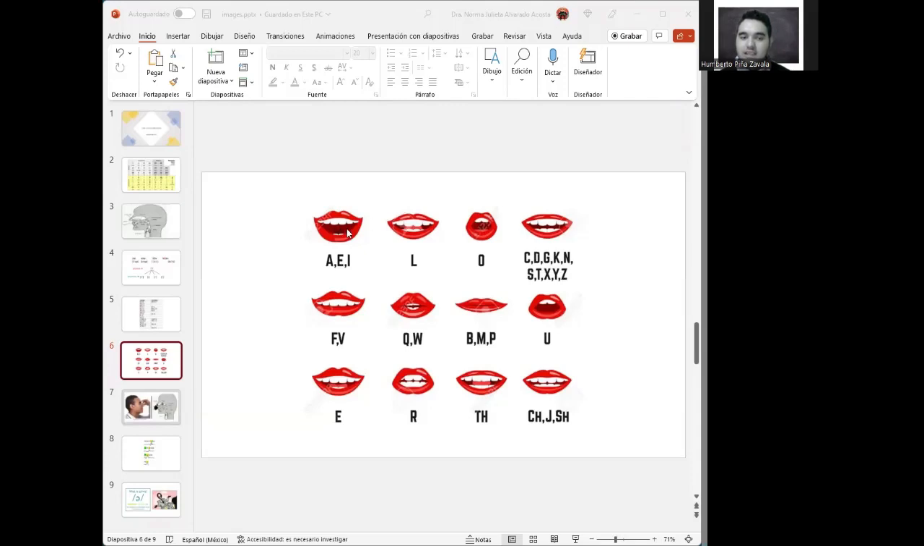First, we got rounded, like "eh, eh." See how I'm putting my lips like that? "A, E, I." It's like I'm flying. Then we got L. It's more like "Y, O, O, O." And then I kind of make an O with my lips.